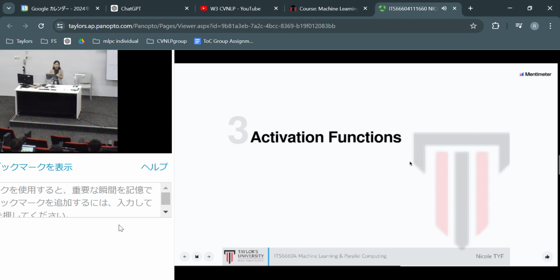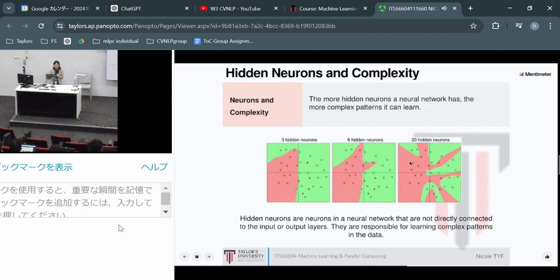So now, what is complexity? We want to discuss a concept that is between the number of neurons that we have and the level of complexity that it is able to capture.